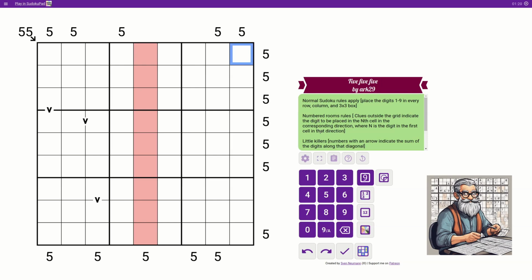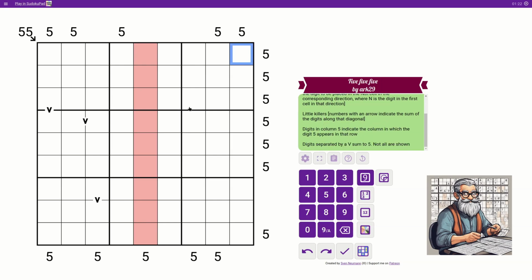In any case, little killers. Numbers with an arrow indicate the sum of the digits along that diagonal. There's one of those, and it's on the negative diagonal. The sum of all of these digits has to be 55.